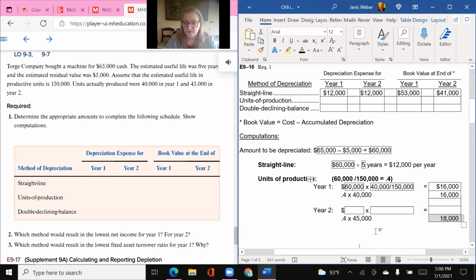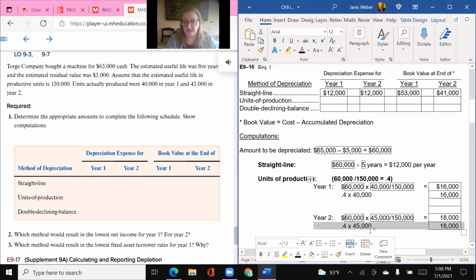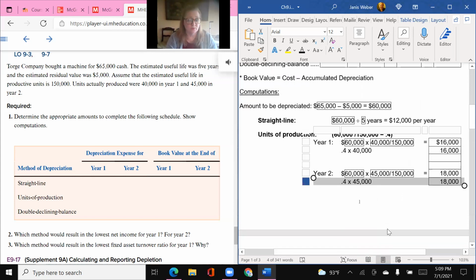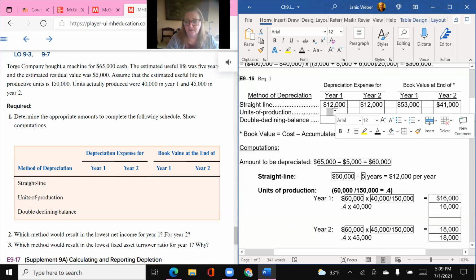So what did they have? They took the 60,000, they really are doing the same thing. They just didn't come to a per hour rate like I did. 60,000 times 45,000 productive hours this period compared to 150,000 productive hours expected for the whole period. So they still are going to come up to my same $18,000. It's just two different ways of tackling it. So that's units of production. So we have 16,000 for the first year and 18,000 for the second.